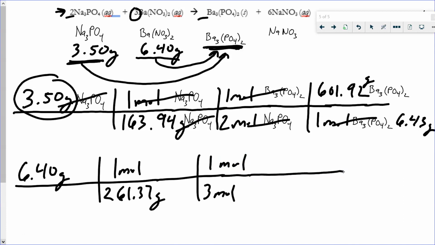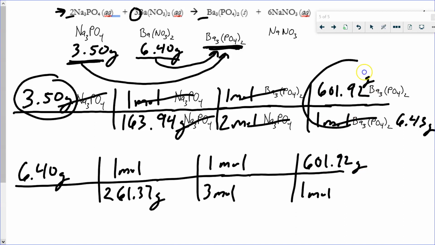And then down here we'll convert it to grams by doing 1 mole of the barium phosphate has a molar mass of 601.92 grams. Notice that this step here is the exact same as this step here, because we want to end with the same units on both of these so that we can compare them. So here's what it looks like with the units.